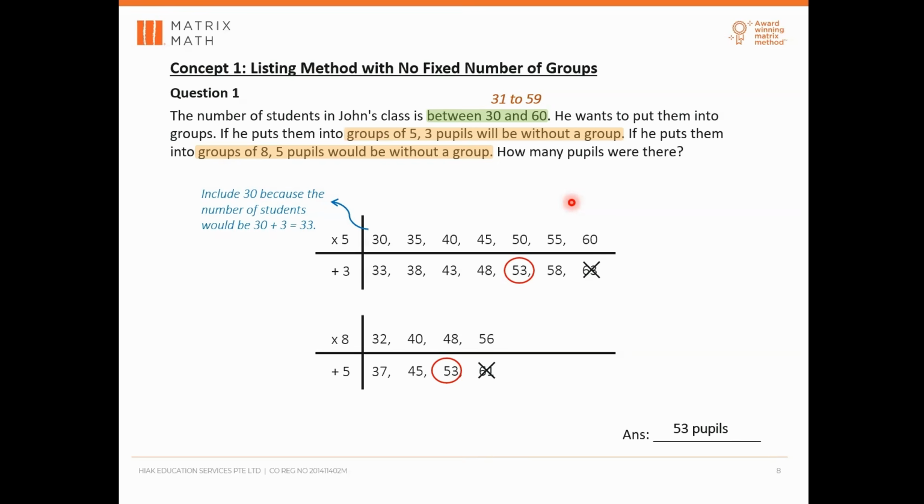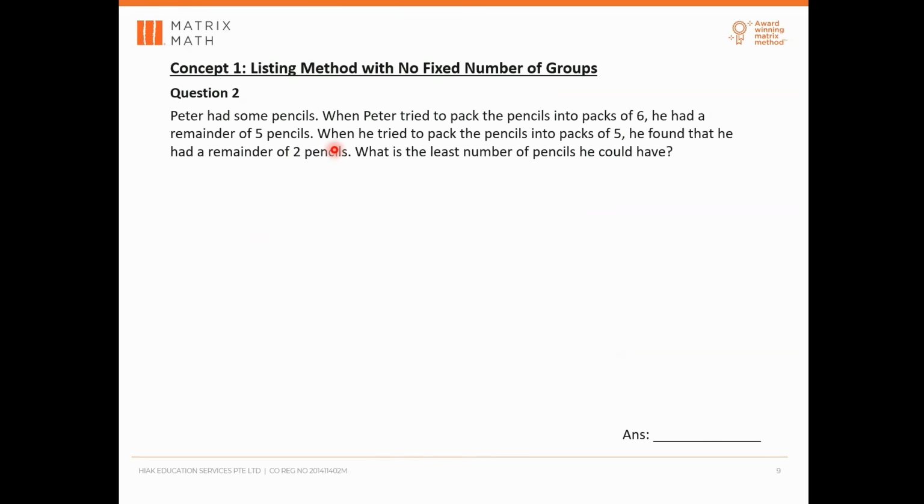Adam, okay, great. Now, question 2. Peter had some pencils. When Peter tried to pack the pencils into packs of 6, he had a remainder of 5. When he tried to pack them into packs of 5, he found that he had a remainder of 2. So what's the least number of pencils he could have? So this one, no fixed groups, because he's just packing the pencils into packs, okay? There's no fixed number of bags that he needs to pack.